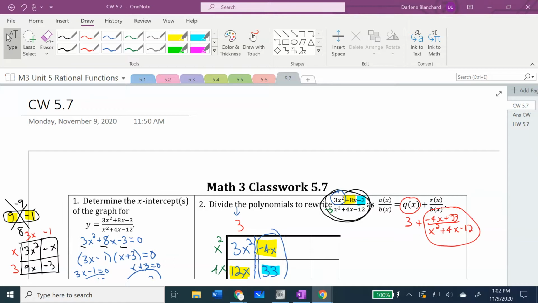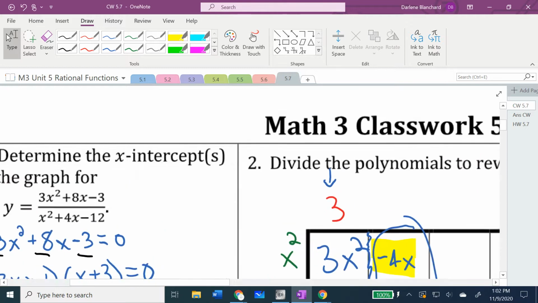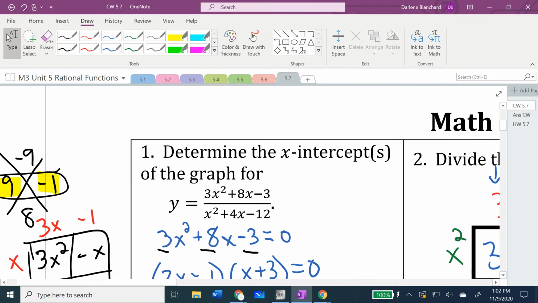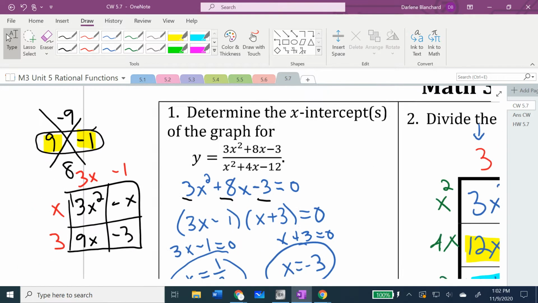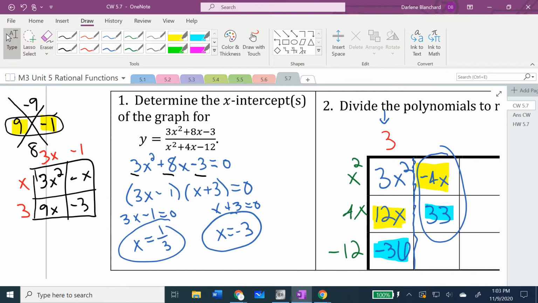Okay, repeating what we covered as we began classwork 5.7. Ultimately, we are going to graph this rational function that we see here. Before doing that, I had everyone find the x-intercepts. X-intercepts are what happens when the numerator is 0. So I've got the equation for numerator equaling 0. We factored it, and then we got our two solutions. Now we're setting that aside.